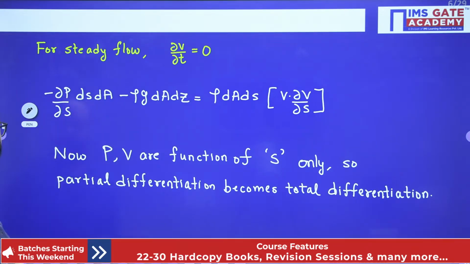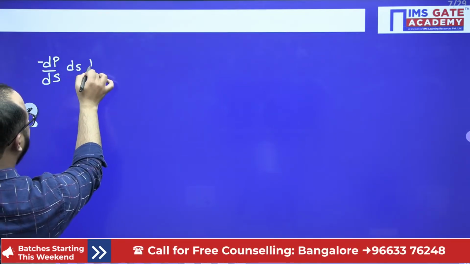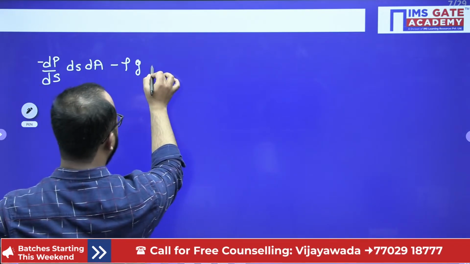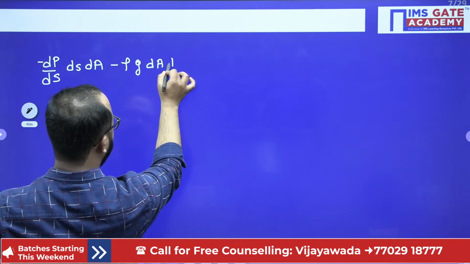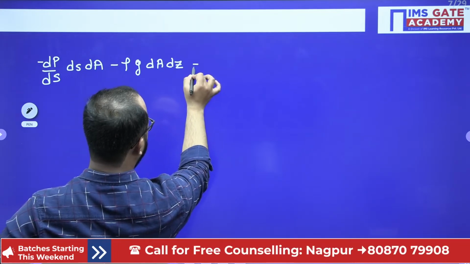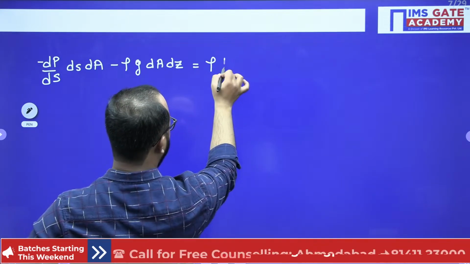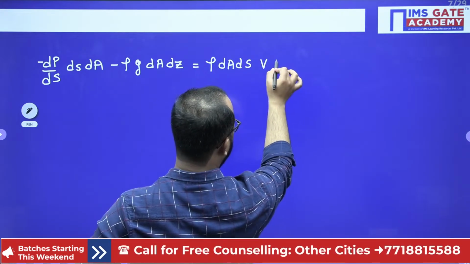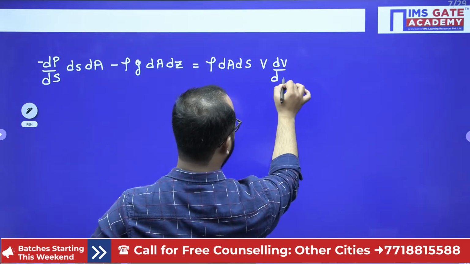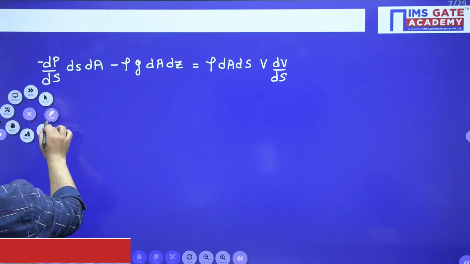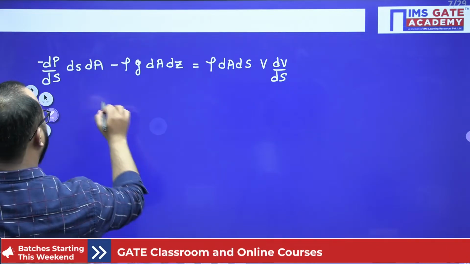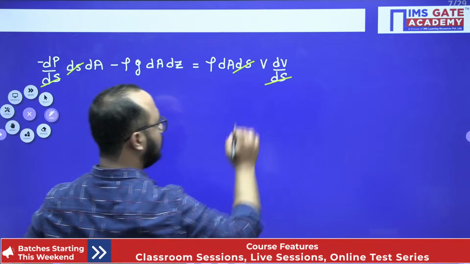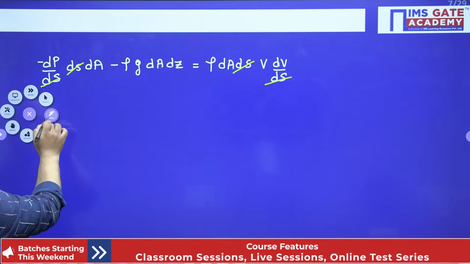So ds into dA minus rho g dA dz equals rho dA ds and your V dV by ds. Now from this you can easily cancel out the ds term here. This ds term will cancel out here, right? This is clear, pretty much simple.